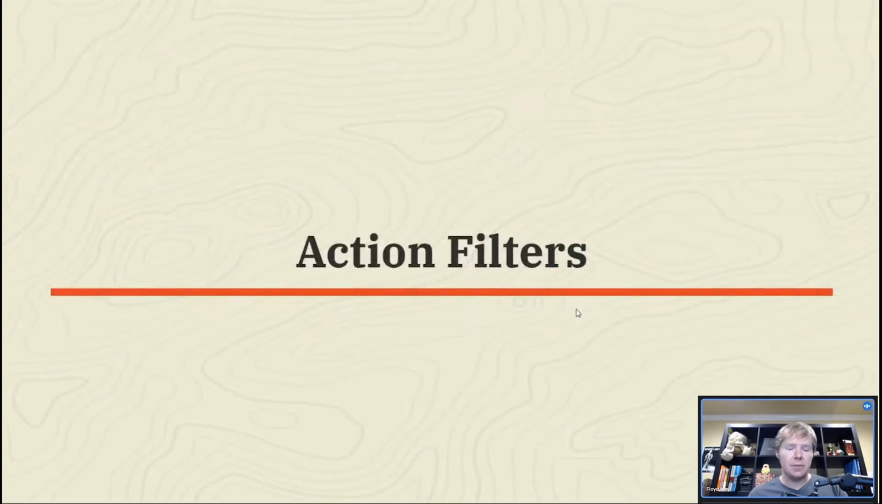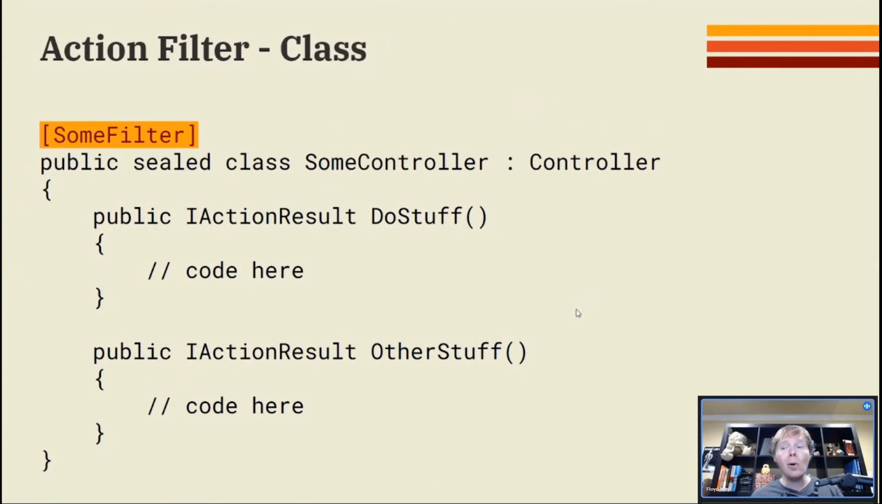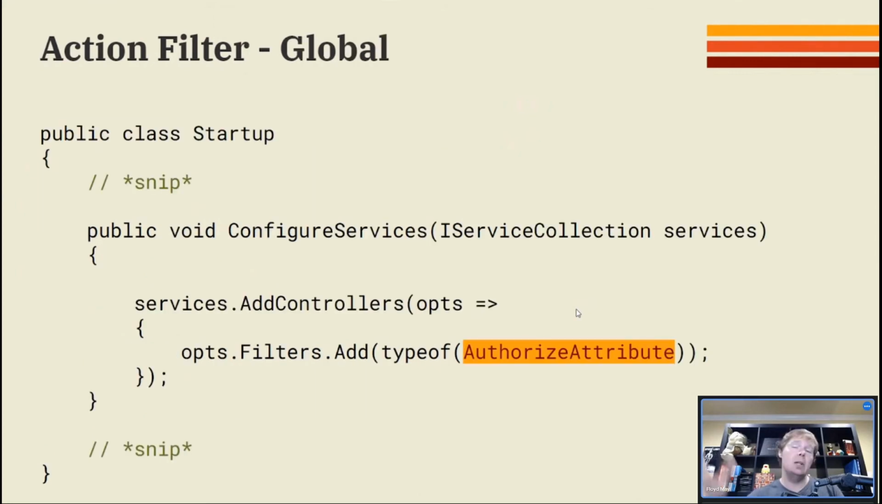That's action filters. An action filter is a C# attribute that you can decorate on a particular controller method or on a controller class, or you can actually register an action filter globally in your startup class like this. So let's go take a look at an action filter.